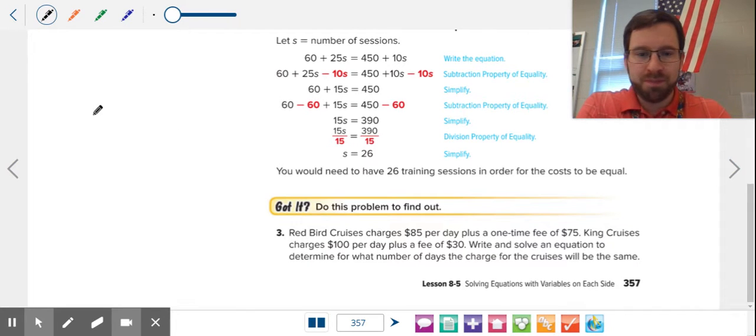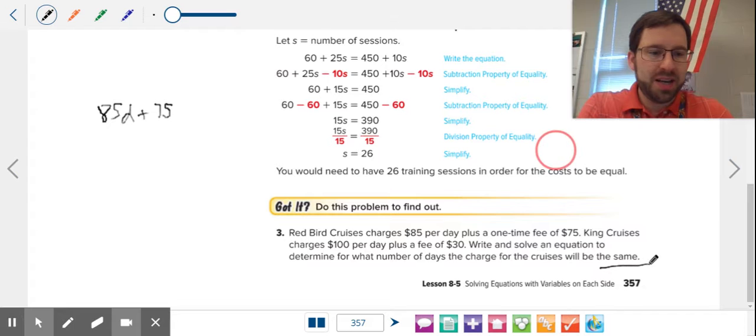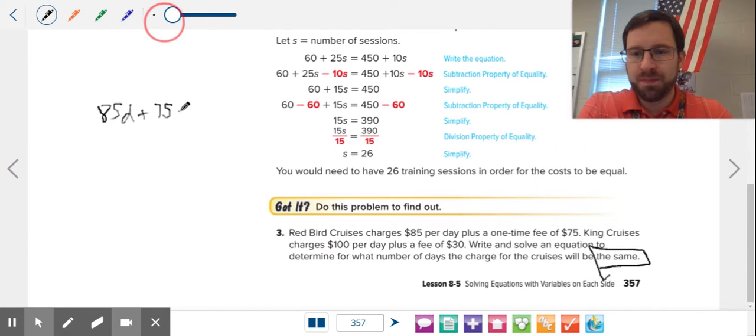So let's look at it over here. We have Redbird is $85 a day plus 75. We're going to write and solve an equation to determine for what number of days the charge for the cruises will be the same or equal. So we're going to set them equal to each other, $100 per day plus $30.